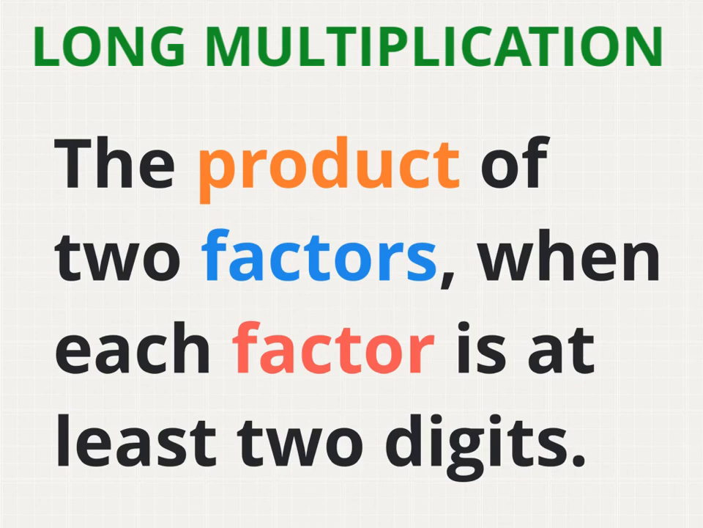Now let's go ahead and wrap up this lesson. We just reviewed long multiplication. Long multiplication is the product of two factors when each factor is at least 2 digits. We showed several examples of multiplying two factors where each factor was at least 2 digits and generated a product.